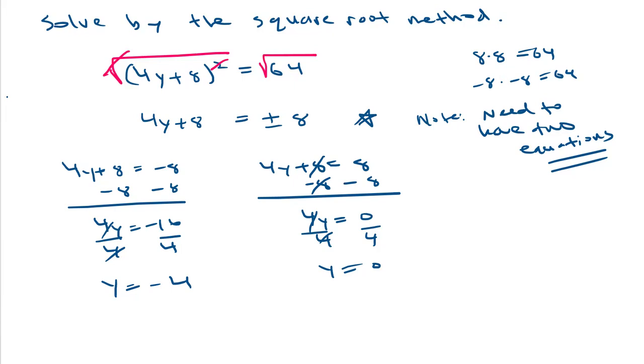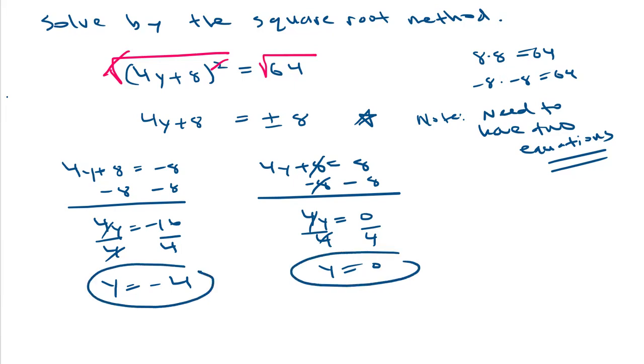All right. And again, since it's dealing with these radical equations, you want to plug it in to make sure it does work as well. In this case, both of them do work. So this one works and this one works. For example, if I plug in 0 for y, I get 4 times 0, which is 0, and 0 plus 8 is 8, and then I take the square of that. 8 times 8 is 64. So that works.